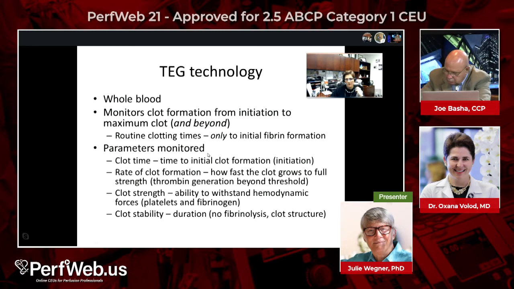What are some of the parameters monitored with TEG technology? We can measure the clotting times, just like with the routine clotting time, except it's a little different. Time to initial clot formation, which we call initiation. Secondly, we can look at the rate of clot formation, which is going to give us some information about thrombin generation, how fast it's being generated, as well as how fast the fibrinogen is being converted to fibrin in the fibrin network. Thirdly, we can look at clot strength. How strong is the clot in its ability to withstand those pressure and flow effects in the vasculature? And there it's mostly related to platelets and fibrinogen concentrations. And then finally, clot stability, which is how long the clot will stay there to allow it to do its work of wound healing. And so basically, clot stability means no fibrinolysis or very little fibrinolysis, and it's also related to clot structure, as we'll talk a little bit about.